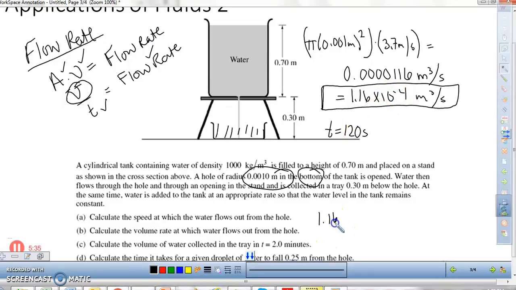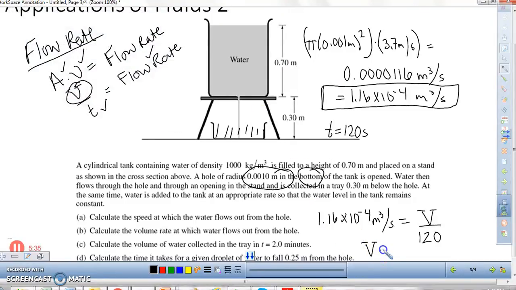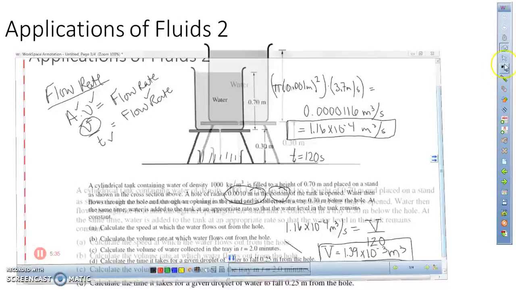So 1.16 times 10 to the negative fourth meters cubed over seconds equals the volume, which we'll calculate, divided by 120. So I'm going to multiply this by 120, and I get 0.139 times 10 to the negative third meters cubed. So that helped us calculate how much volume went into that bucket at that point.